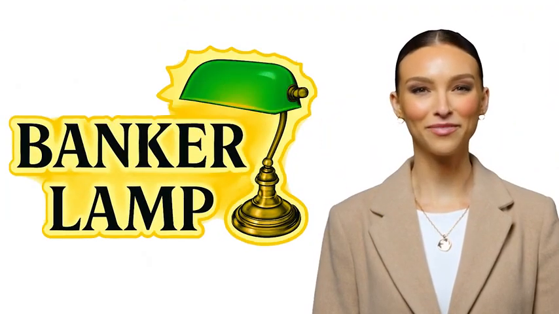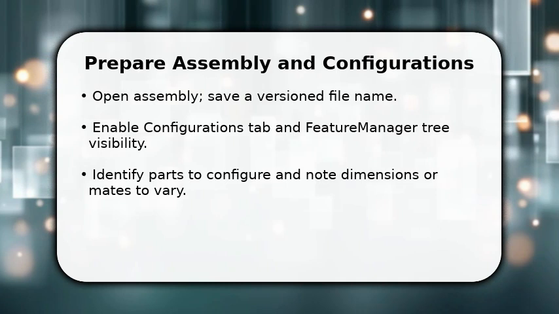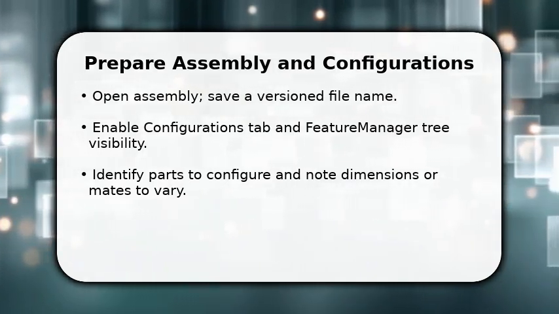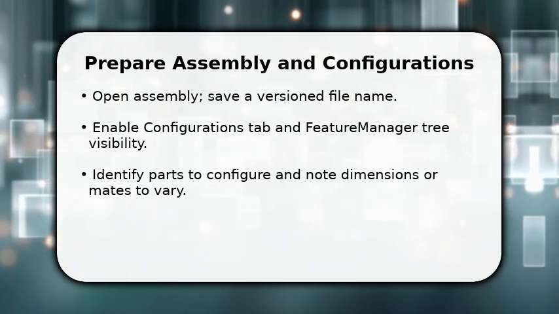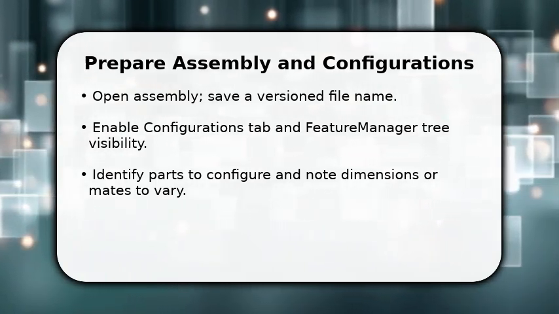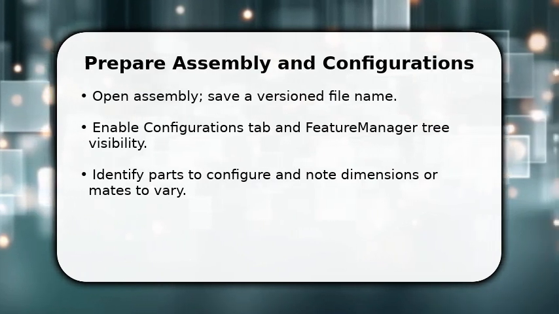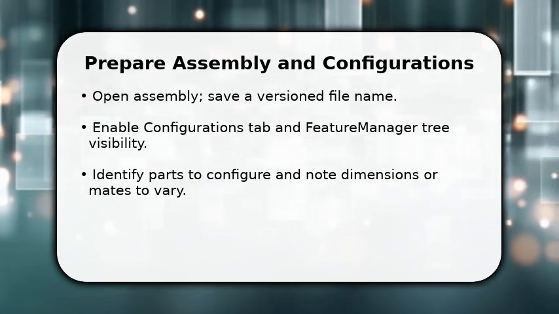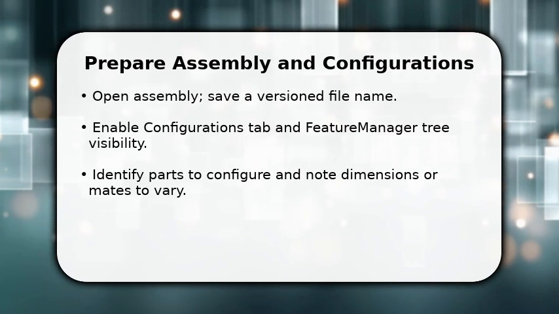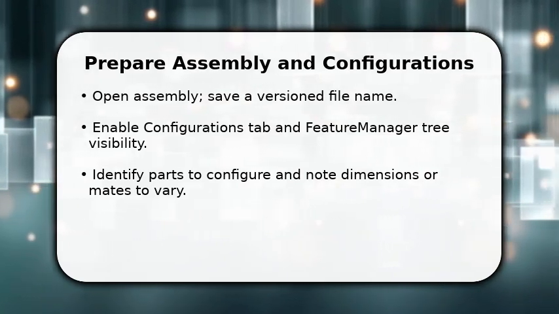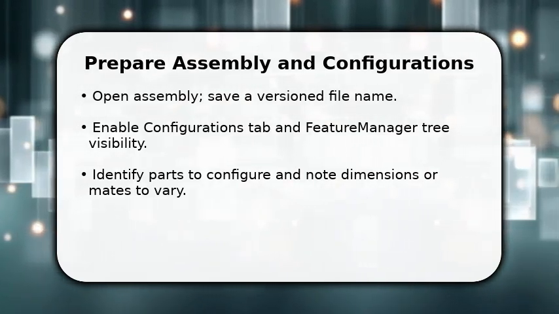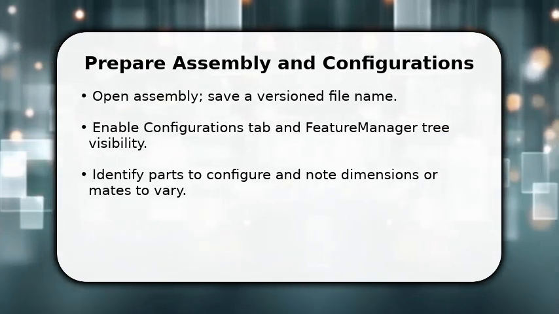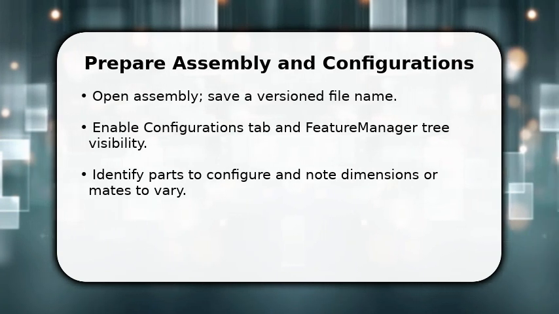Please enjoy the video. You start by opening the assembly and saving a versioned file name so you can revert if needed. Once done, enable the Configurations tab and make sure the Feature Manager tree is visible so you can access part instances. Next, identify which parts or subassemblies need alternate sizes, features, or mates, and note the exact dimensions or mate types you will change. This sets a clear scope and prevents accidental edits to unrelated components while you add configuration entries.